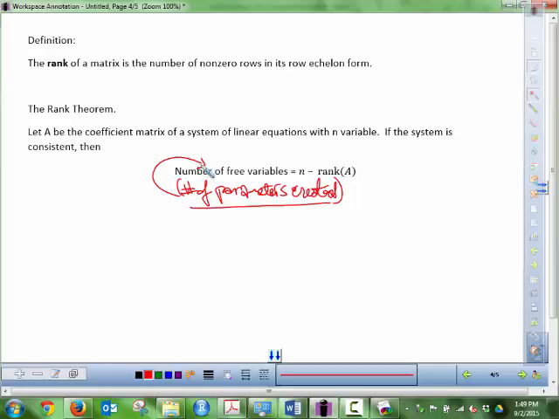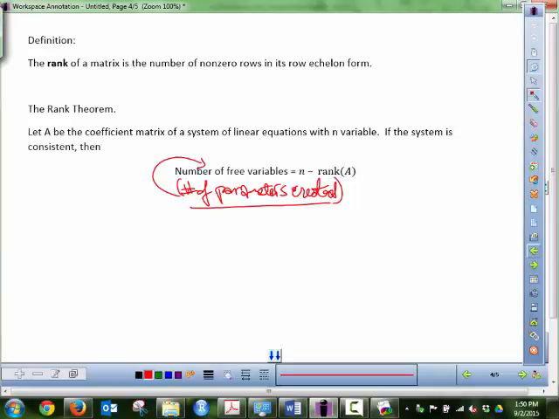Okay. The first problem that we did was not consistent. It didn't have a solution. I should have asked you about that. But do you guys remember what consistent was? Consistent was you had at least one solution. Could have infinitely many solutions, but you need to have at least one. So we had a contradiction, so it was not consistent. So that particular problem does not apply to this rank theorem.